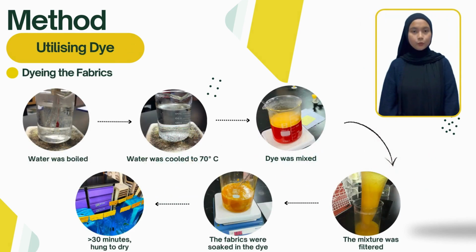The next stage, utilizing the dye, began by boiling water in 3 different beakers, then cooling it down to 70 degrees, a good temperature for the turmeric to release its pigment. All types of dyes were mixed into the water, stirred thoroughly, and the solution was filtered to remove any solid residues. The fabrics were then immersed in the dye bath for over 30 minutes separately, ensuring they absorbed the vibrant color. Once dyed, the fabrics were hung to dry naturally at low temperature for 24 hours.